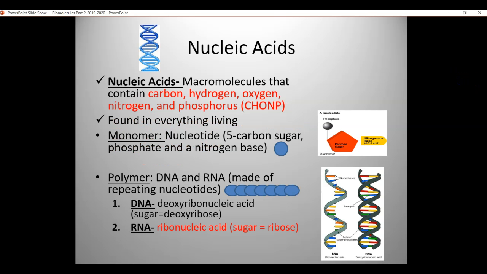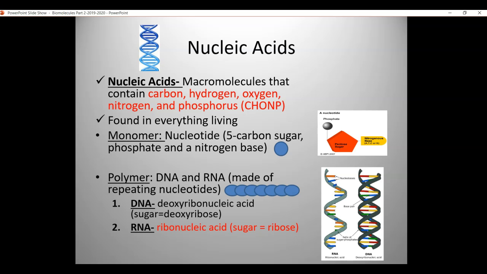Okay, finally, the last biomolecule of the 4, nucleic acids. The 2 nucleic acids that we have are DNA and RNA, deoxyribonucleic acid and ribonucleic acid. They actually have the name of the biomolecule in it. So nucleic acids are macromolecules that contain carbon, hydrogen, oxygen, nitrogen, and phosphorus. These 5 specific elements are found in all living matter.